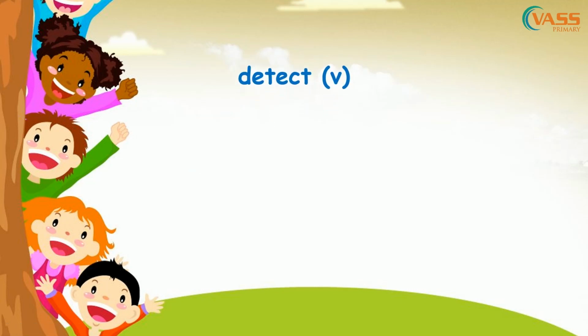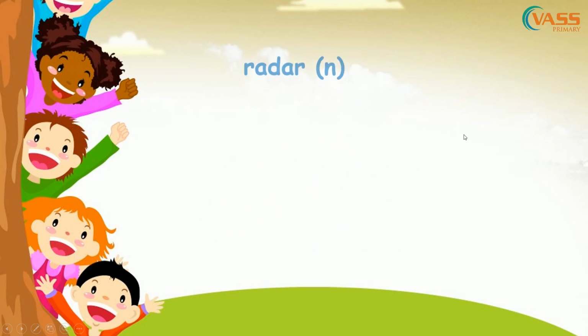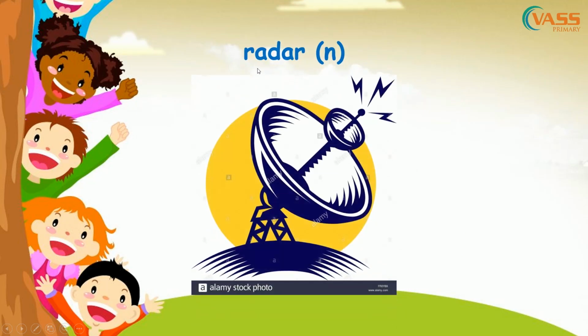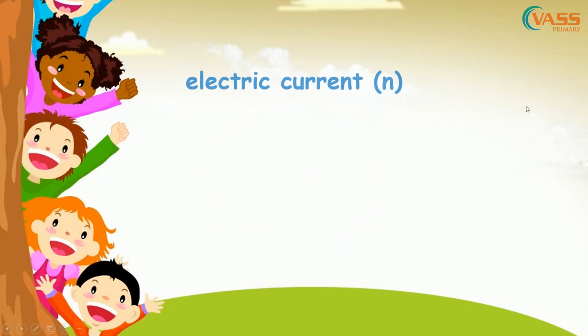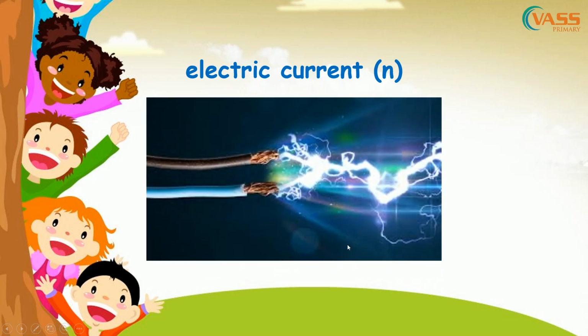Let's try some new words. This is detect. Detect means to discover something new. Radar. Radar's a device and a type of wavelength used to detect different things around the planet. Electric current. The current of electricity goes through the wires like in this picture. That's how we power all of our different devices these days.